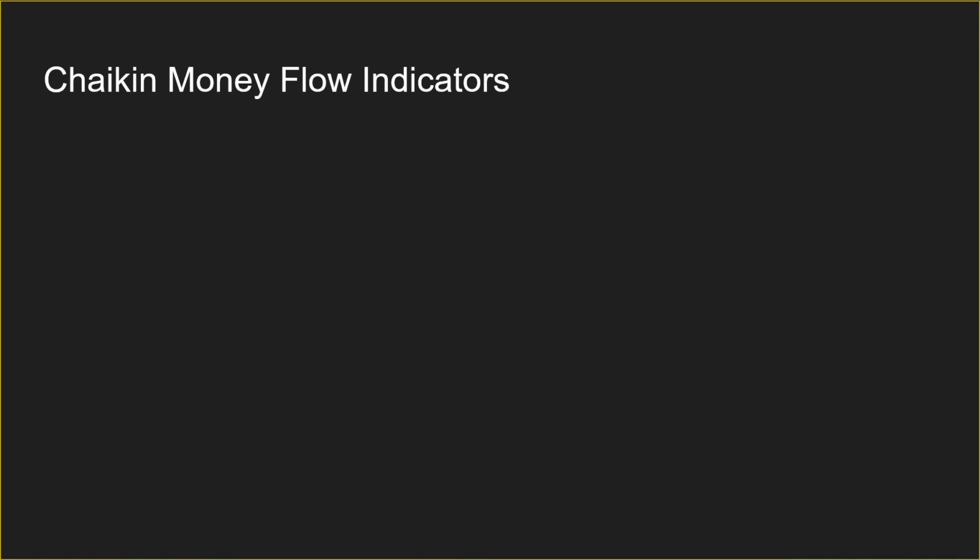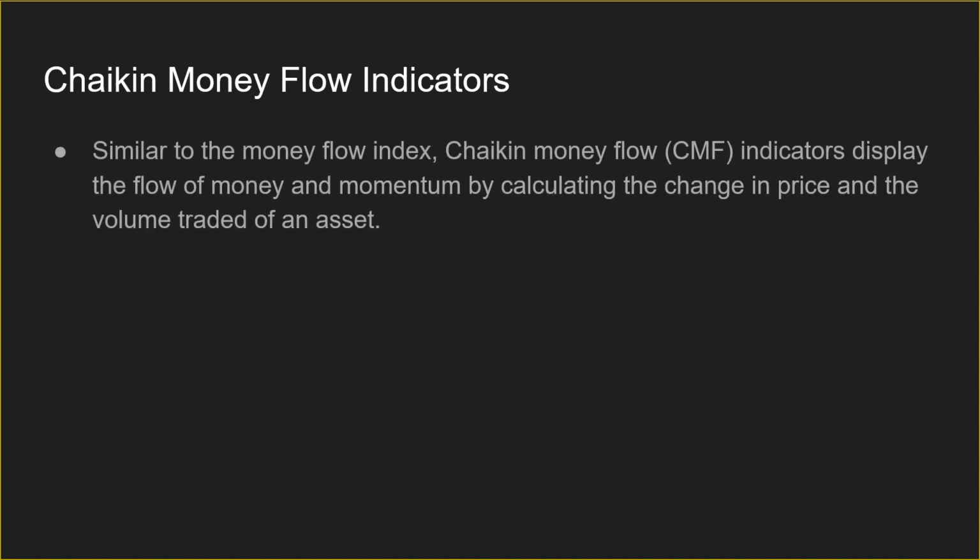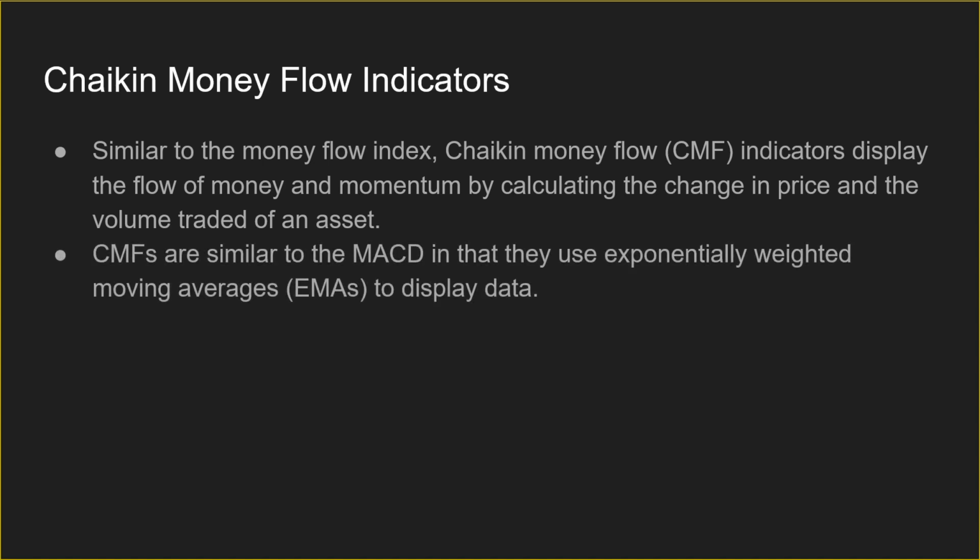The next one we'll talk about is the Chaikin money flow indicator. So similar to the MFI, the Chaikin money flow, or the CMF, displays the flow of money and momentum by calculating the change in price and the volume of a traded asset. CMFs are similar to the MACD in that they use exponentially weighted moving averages, EMAs, to display data.